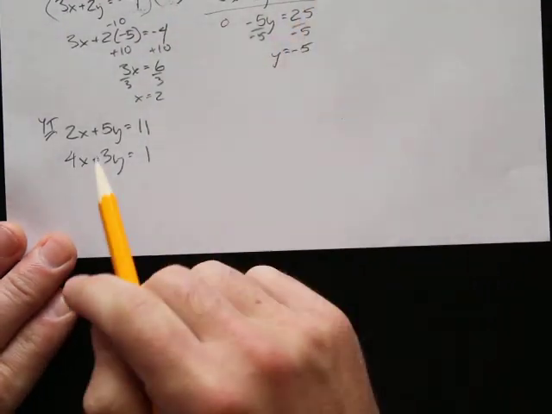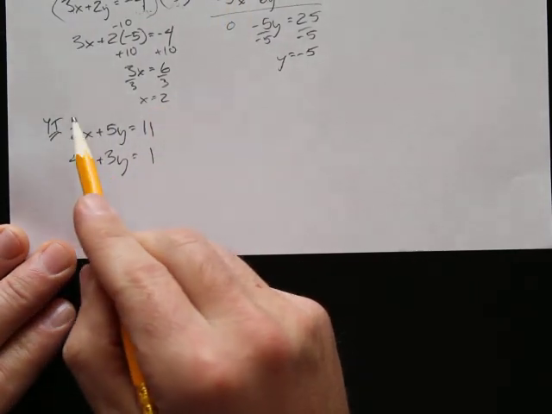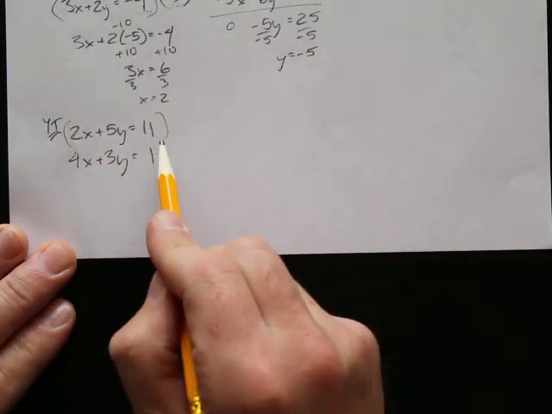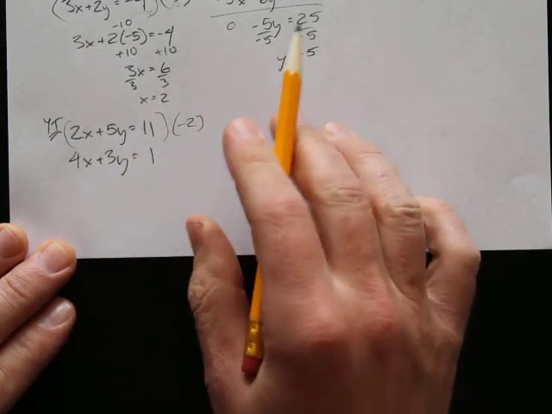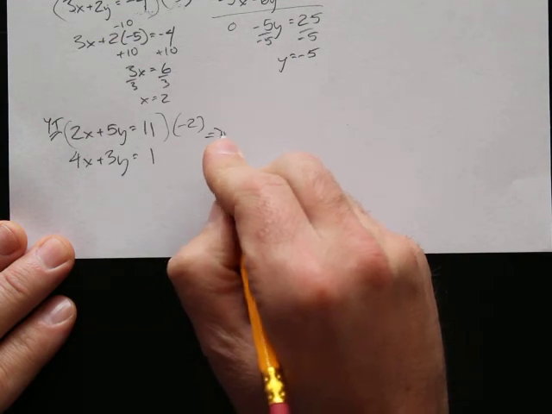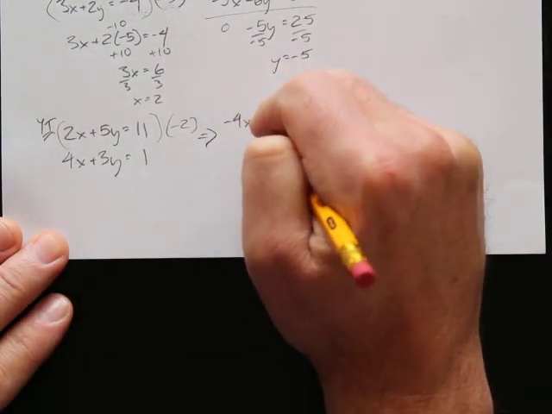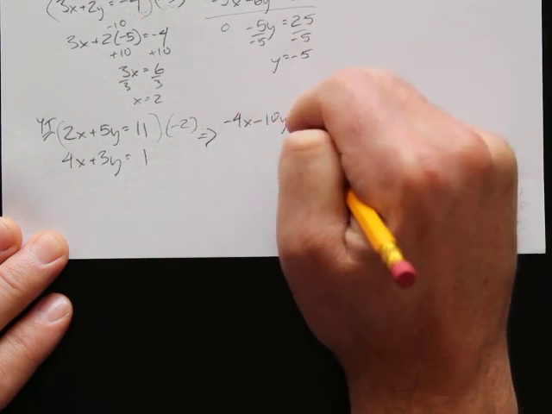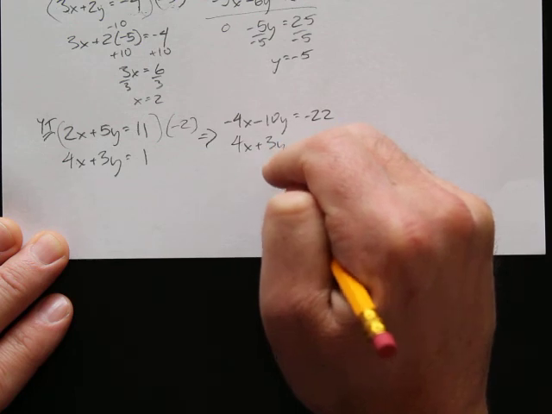Let's see how you did on this second U try here. Now for this one, I'm going to multiply the top by negative 2. So I get negative 4x and positive 4x. I'm going to rewrite this whole system. Negative 4x minus 10y equals negative 22 over 4x plus 3y equals 1.